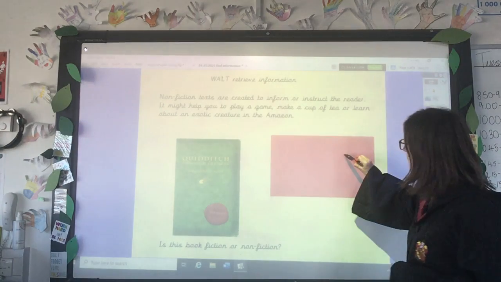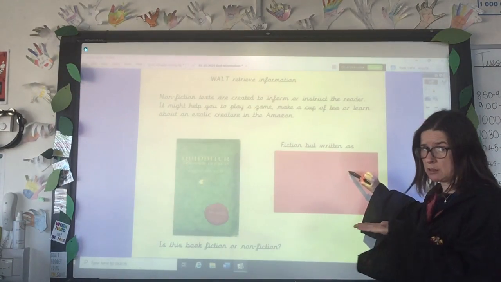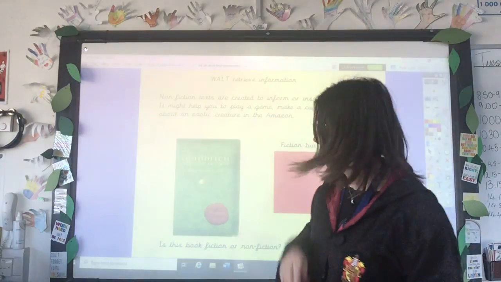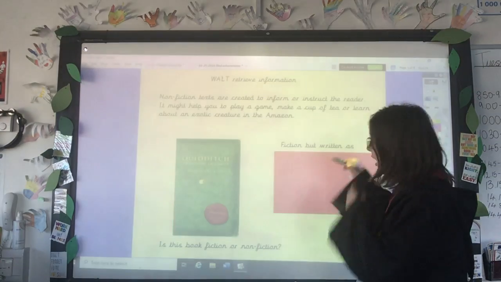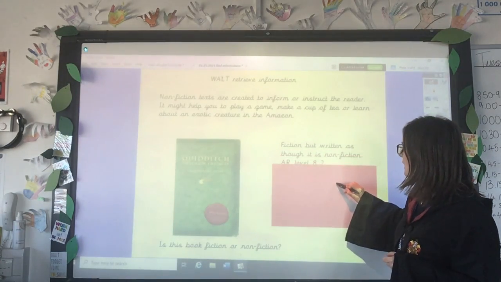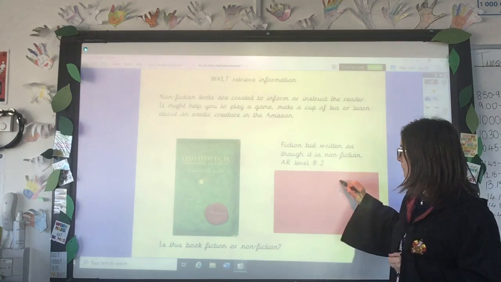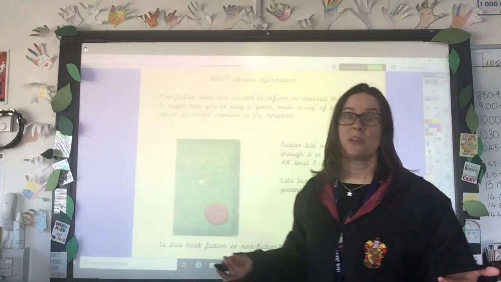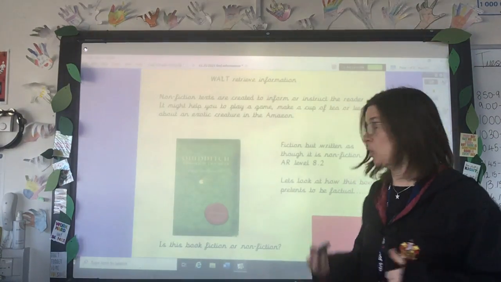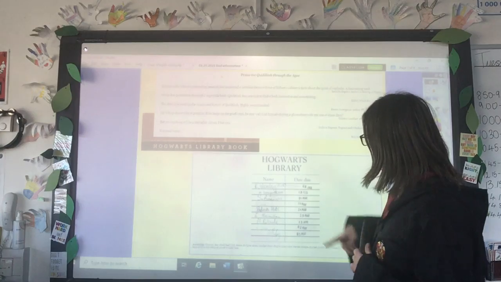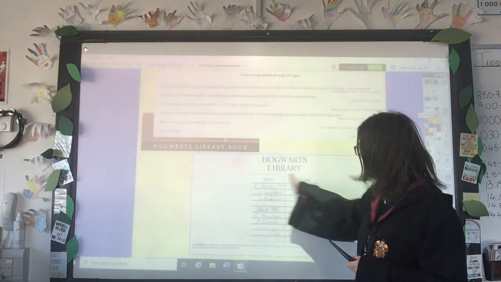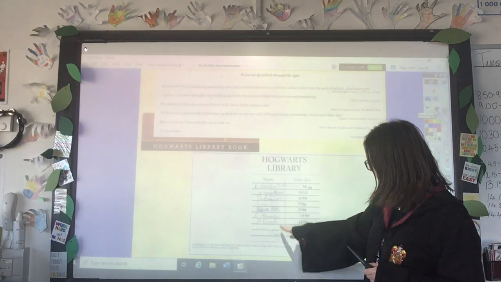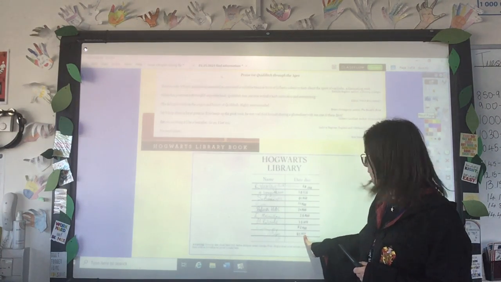Well, let's see what it says here. It's fiction because Harry Potter isn't actually real, and nor is Quidditch. But it's written as if it was non-fiction. It's AR level 8.2. So let's have a look at how this book pretends to be a non-fiction book or a fact book. So at the front of the book, it has like a library sticker from Hogwarts Library, and it's got all the students' names and the dates that they took the books out. That's lovely. I love things like this.